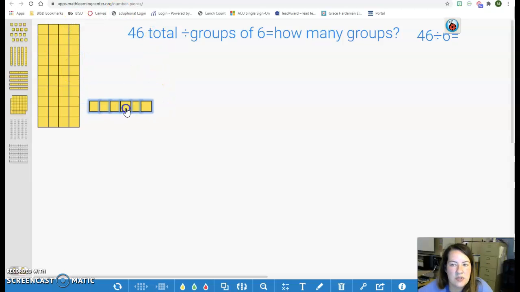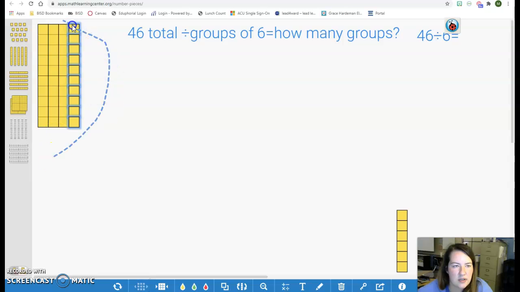Alright, so I'm going to move these about. And I know I need either 6 equal groups or I need to make groups of 6. So I'm going to make groups of 6 because this is already a group of 6. So that's a group of 6. I'm going to break these apart so I can move these pieces around. I'm just going to go through and start highlighting 6 at a time. So 1, 2, 3, 4, 5, and 6. I'm going to grab those.